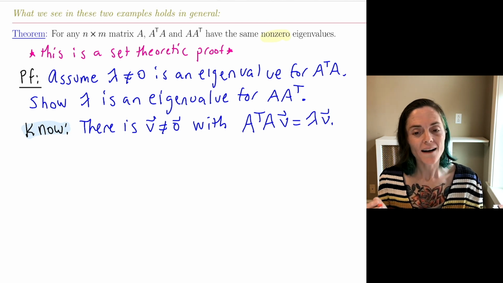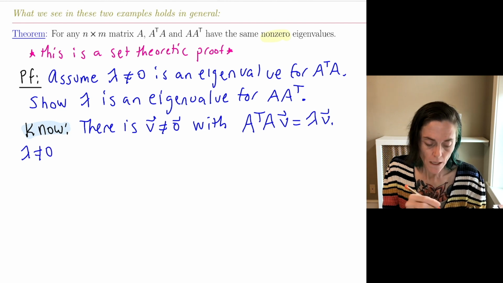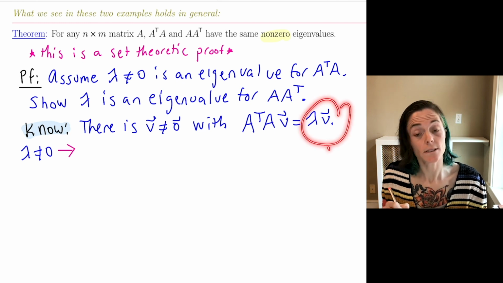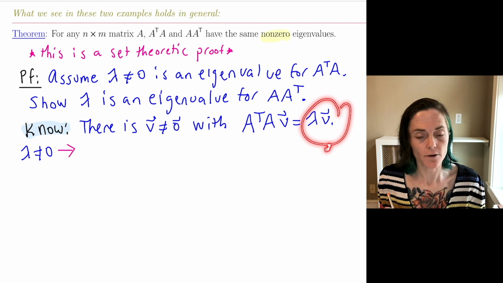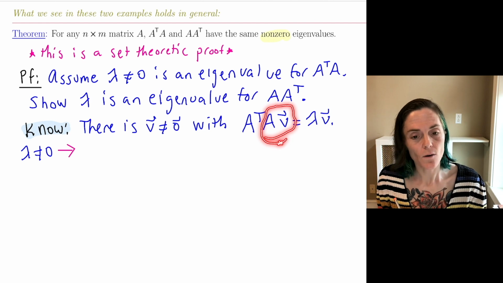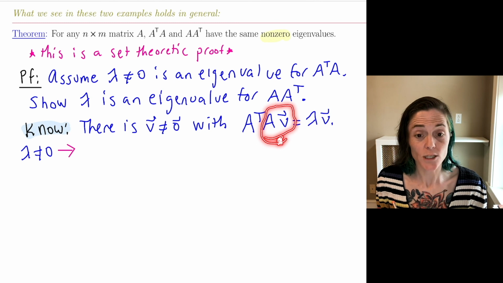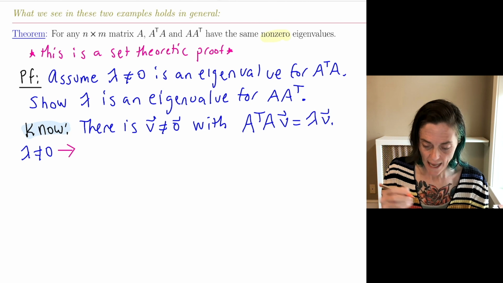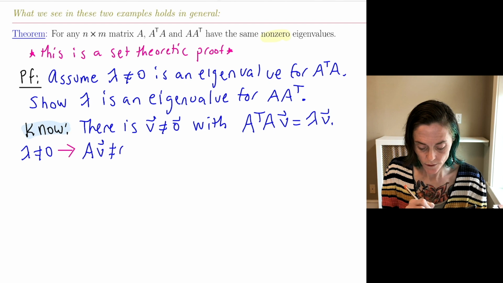Okay, great. Well, you see, lambda is not equal to 0. And so in particular, this side is not equal to 0. We have a non-zero vector multiplied by a non-zero number. This is non-zero. And so this part of it cannot be 0. If AV was 0, well, we would have A transpose times the 0 vector. This thing over here would be 0. So we get that AV is not equal to 0.